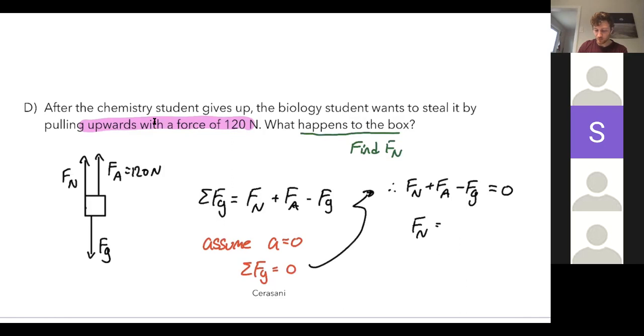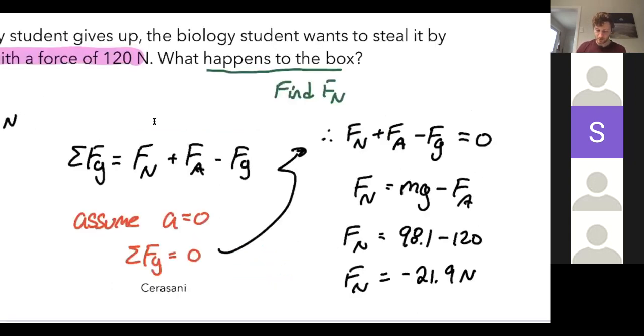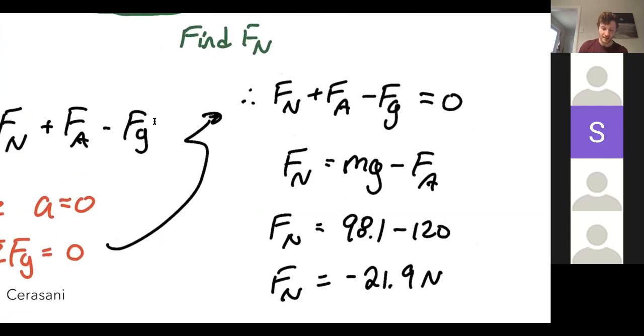So this normal force is going to be mg minus our applied force, which is 98.1 minus 120, which means our normal force is negative 21.9 newtons. Oh, geez. This negative. A negative Fn equals bad news.